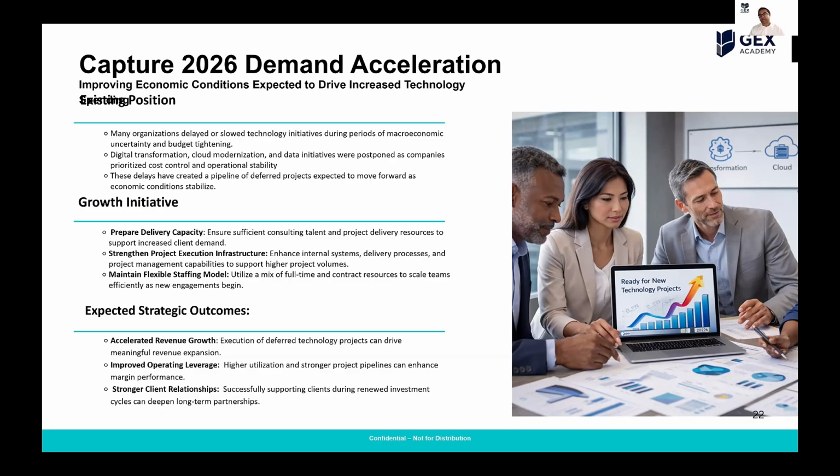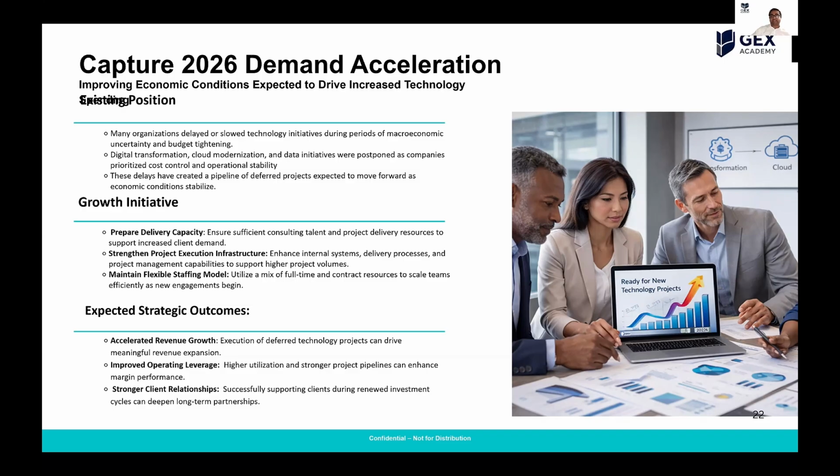Deferred demand can create future growth opportunities because the underlying need for those projects still exists. And in many cases, organizations eventually need to modernize systems, right? They need to upgrade the infrastructure, they need to improve the cybersecurity or enhance the data capabilities, regardless of the short-term economic conditions, right? So management is outlining several initiatives designed to position the company to really capitalize on the potential increase in demand. The first of them they're talking about is preparing for delivery capacity.